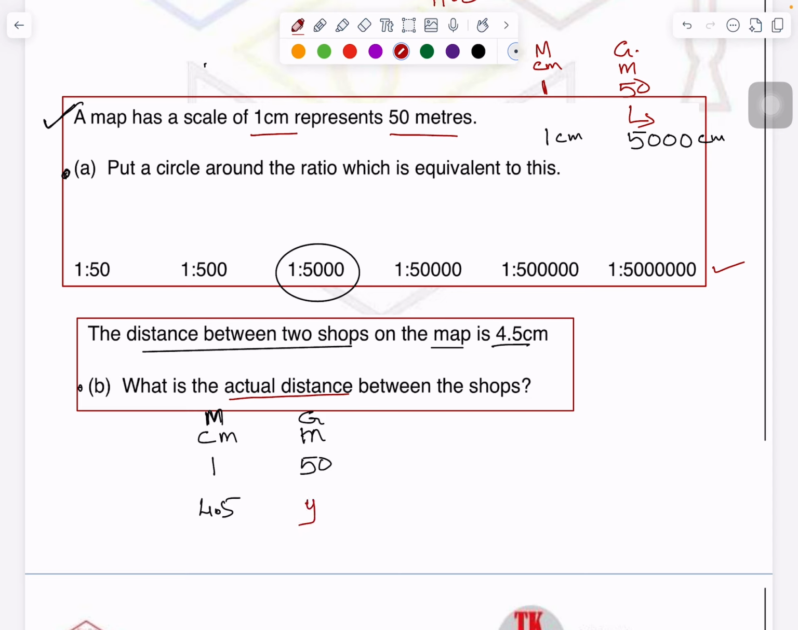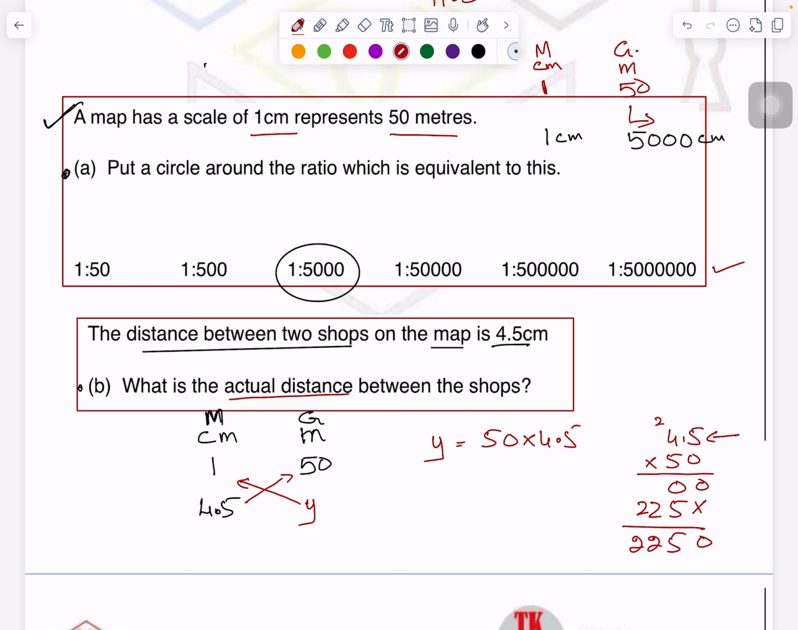Let's use y. Any algebraic letter you can use. Cross multiply. 1 times y is y, 50 times 4.5. Now you can simply multiply it, because calculator is not allowed. 0 times 5 is 0, 0 times 4 is 0, 5 5s are 25, 5 4s are 20. I hope you know this. Simple calculation. Decimal is after 1 digit from the right, so it will come here. So my distance on the ground is 225 meters. Agreed? You must write the unit because they both are not centimeter. We are taking the scale of 1 centimeter is to 50 meter, which was given in the question.